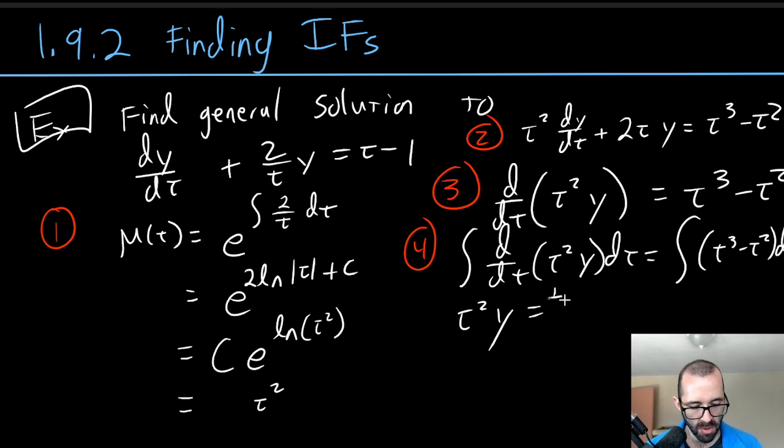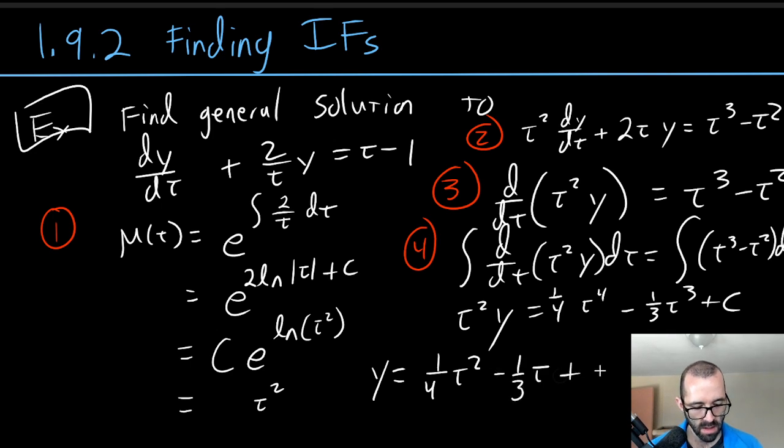Integral of the right-hand side's no problem. A quarter t to the 4th minus a third t cubed. We'll just put the c over here. And we can divide everything by t squared to get our answer. So we're going to get y is equal to a quarter t squared minus 1/3 t plus a quarter of c is just some new constant.